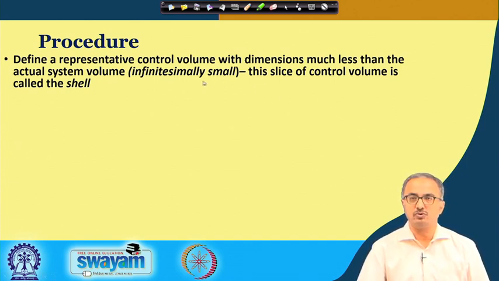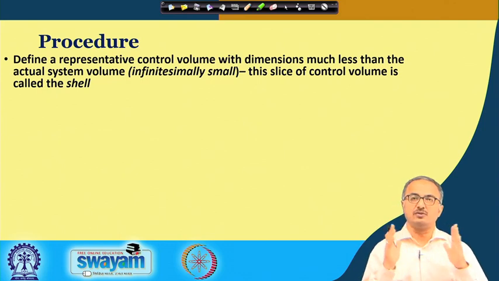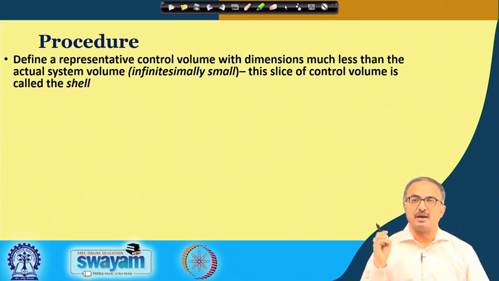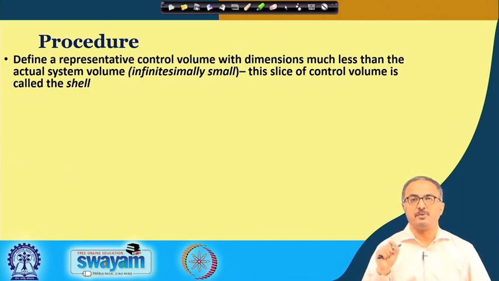Now this control volume should be infinitesimally small. That means the dimensions of the control volume should be much less compared to the dimension of the whole system, because in the microscopic balance we are trying to figure out the distribution of a particular scalar field within the system. That means we want to find out the profile of scalar fields like the temperature profile, the concentration profile, the velocity profile, etc. For that we have to go as much as possible point by point, but in reality we cannot make a point balance.